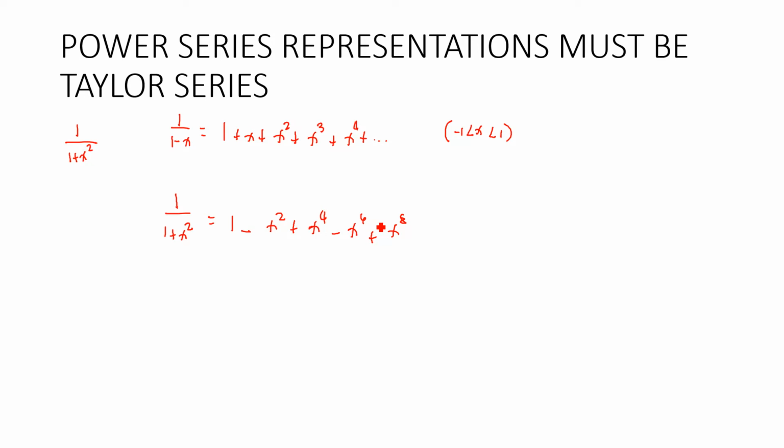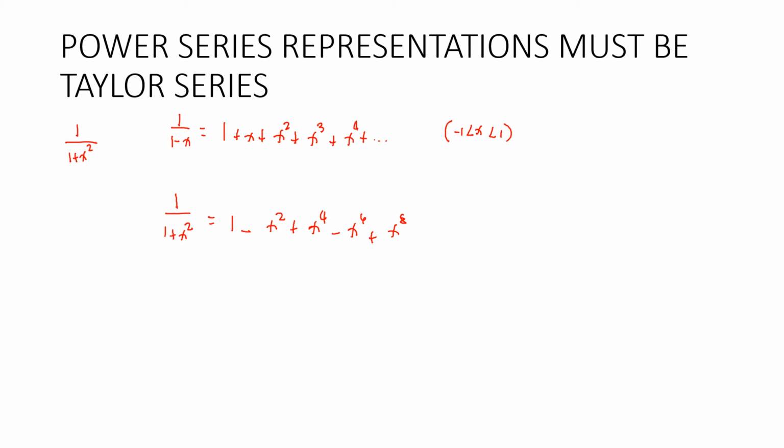However, there are two questions of concern with this procedure. The first one is, where does the power series that we obtained for 1 over the quantity 1 plus x squared actually converge to 1 over 1 plus x squared? And the second question would be, how do we know that the power series that we have obtained is actually the Maclaurin series for 1 over the quantity 1 plus x squared?